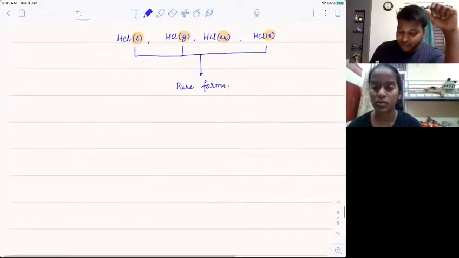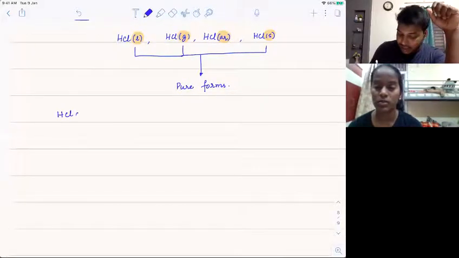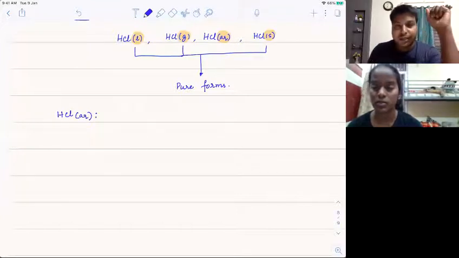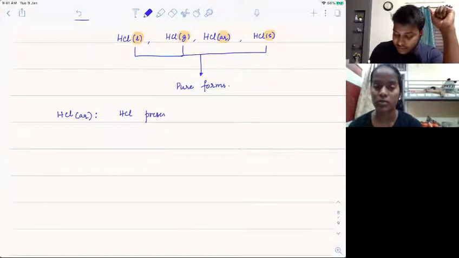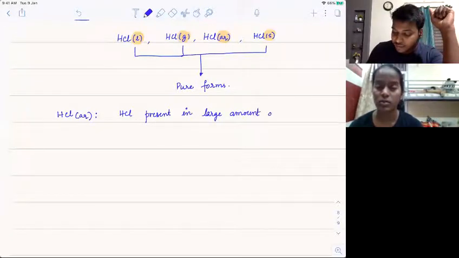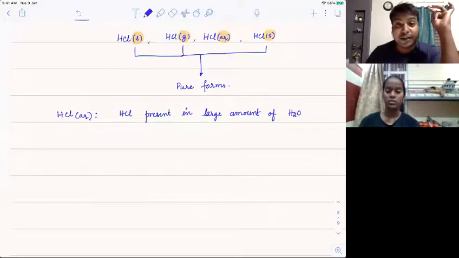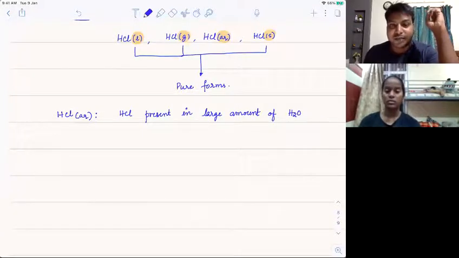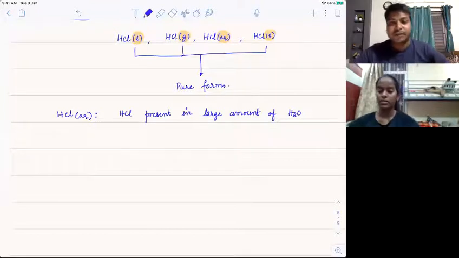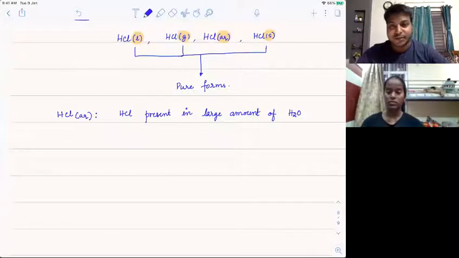But the minute we write HCl aqueous, it means HCl is present in a large amount of water. So now it has become relative. That means in an aqueous form, when you have HCl in water, how HCl is behaving is something we need to understand.